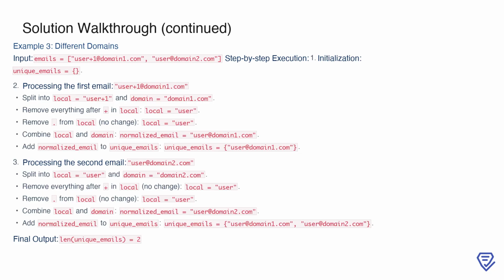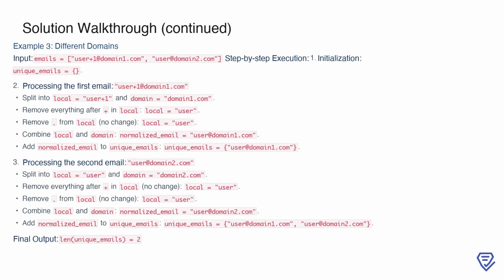In this example, the emails differ only by their domains. The input includes user+1@domain1.com and user@domain2.com. First, we initialize an empty set for unique emails. Processing the first email, user+1@domain1.com, we split it into the local part, user+1, and the domain, domain1.com. Removing everything after the plus leaves user, and since there are no periods, the local part remains unchanged. Combining this cleaned local part with the domain gives the normalized email, user@domain1.com, which is added to the set. The set now contains one email, user@domain1.com.